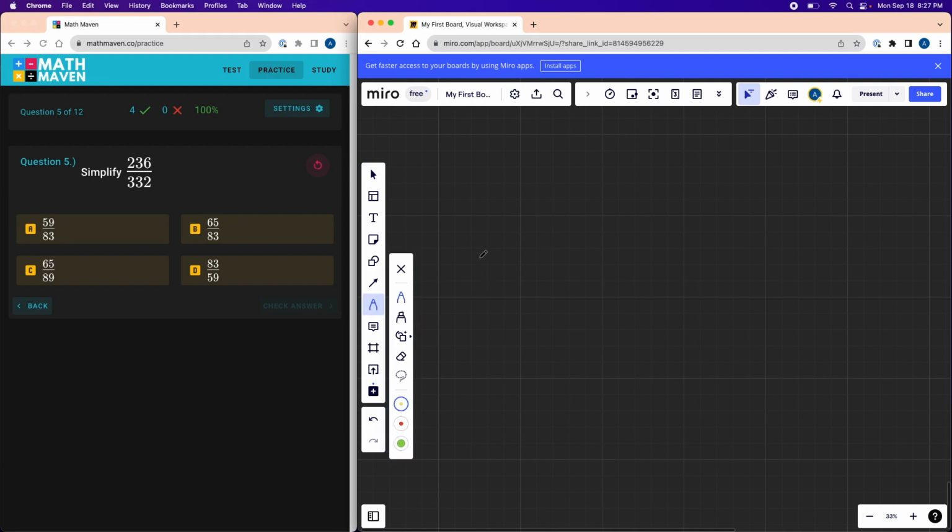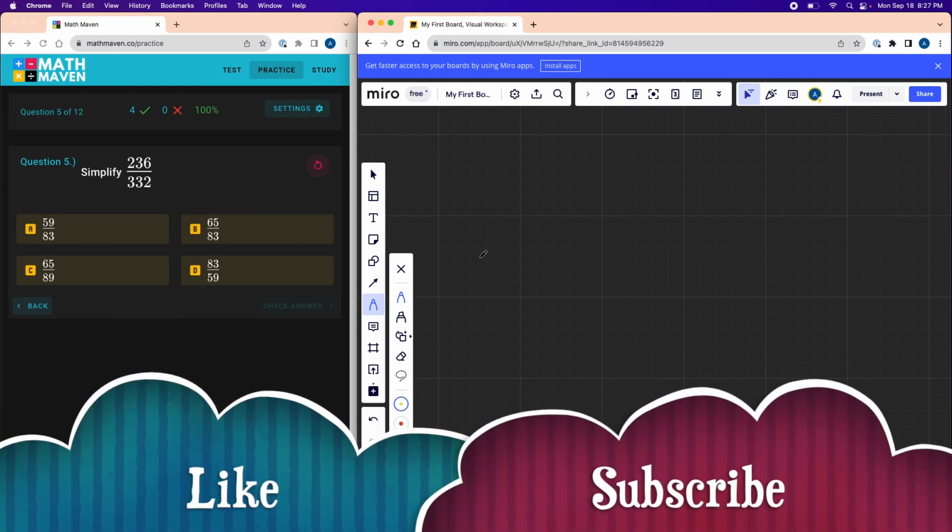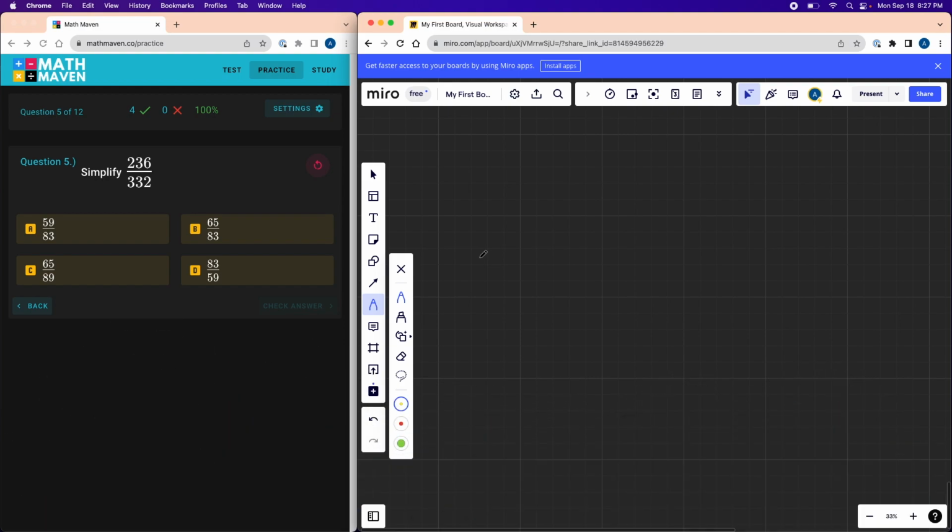All right, next one here is to simplify 236 over 332. Press pause and see if you can simplify this fraction on your own. All right, so let's go through this one together now. Anytime I see a large simplify fraction problem, I obviously can't do that in my head. So the first thing I'm going to do is start from the bottom. Are both the numerator and the denominator divisible by 2? In this case, they are both even, so yes, they are divisible by 2. So I'm going to try that first.